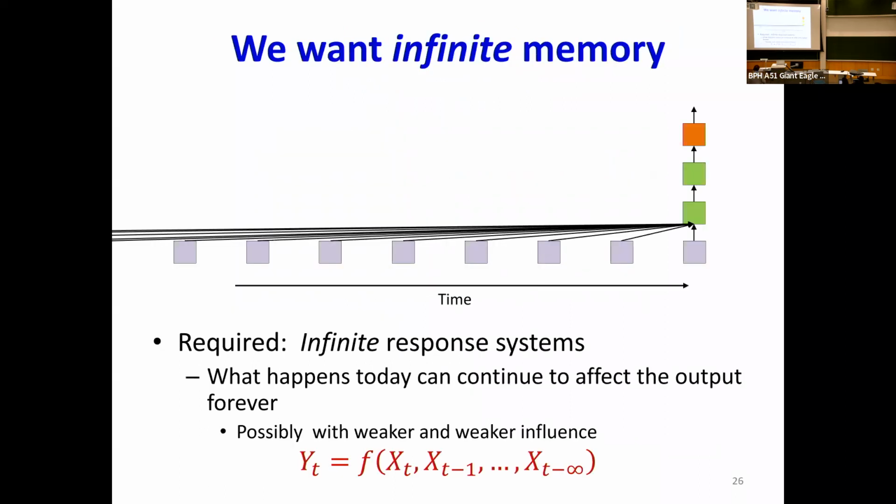So we want an infinite response system. Something that happens today should continue to influence the output forever, hopefully with fading influence, right? Something that happens today is going to have some effect on whatever happens 3 years from now, but something that happened 2 years and 360 days ago is probably more relevant, right? So you want the influence to hopefully fade with time. But that's not key here. The key is that you want everything to have some say in the entire future.